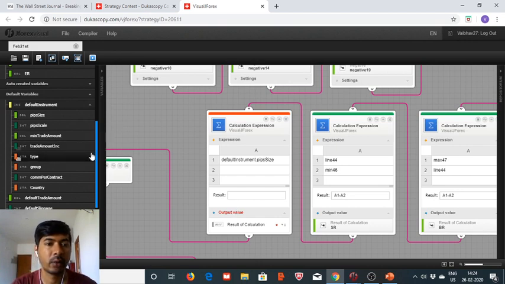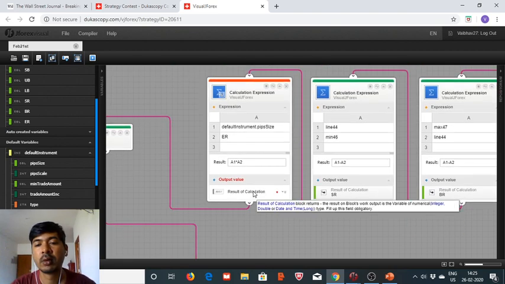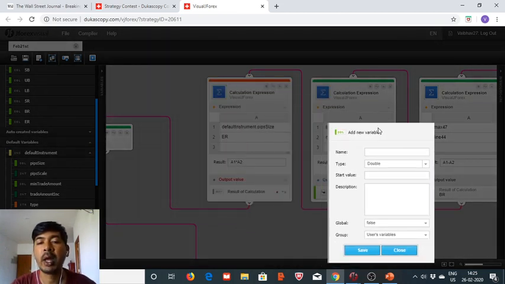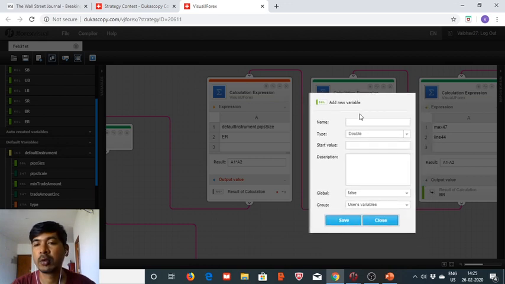So ER, we multiply the ER by the standard instrument pip size, so we get 30 pips of the default instrument here, that is going to be EUR/USD, A1 into A2. So that means we have been able to define the deviation requirement as well. So we write it as DR, deviation requirement, and we save it.